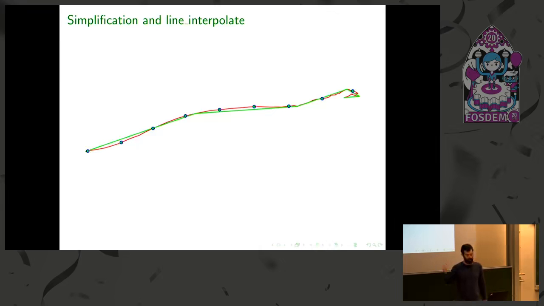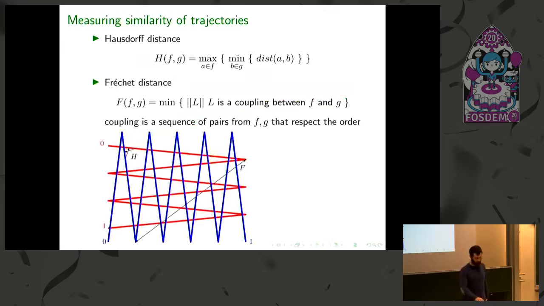So yes, I can use either the points or the simplified trajectory to do computations because it's smaller, shorter. Okay, and this is the last computation I'm doing with trajectories: measuring the similarity. There are many measures in the literature. Maybe the most well-known or used in practice, as far as I understand, are the Hausdorff distance and the Fréchet distance. I'm talking about these because they are the ones implemented in Boost Geometry.